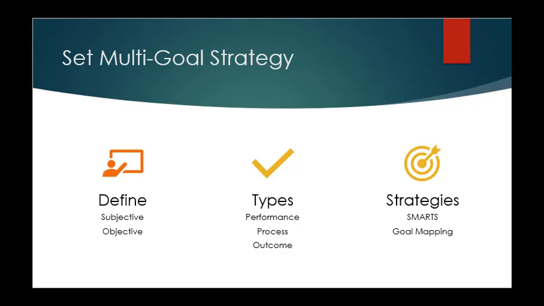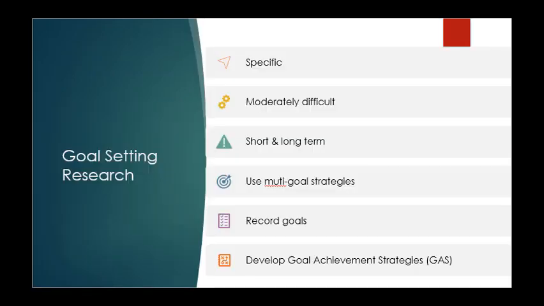A few of the strategies regularly discussed in research are the SMART goal setting strategy and goal mapping. So before we get into the specifics of the strategies, let's talk a little bit about what the research says about goal setting. First and foremost, it states that goals need to be specific. If they're vague, they are less likely to be achieved.